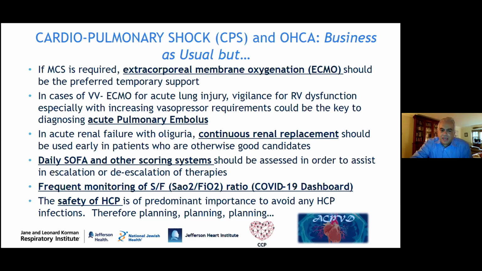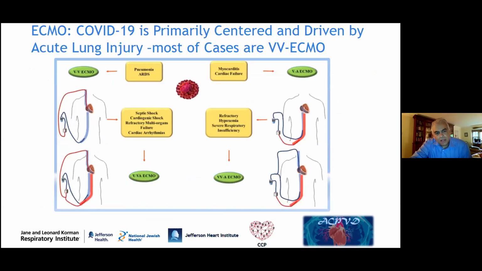Again, the safety of the healthcare personnel is of predominant importance in trying to manage these complex patients who need a lot of support. So the kind of support we're talking about here is VV ECMO and VA ECMO. And under VV ECMO, I just want to make sure and clarify some lingo here. We have, for example, a patient that is in septic shock and basically also requiring more support. They can go from VV to VA ECMO, especially if there's a cardiogenic component.